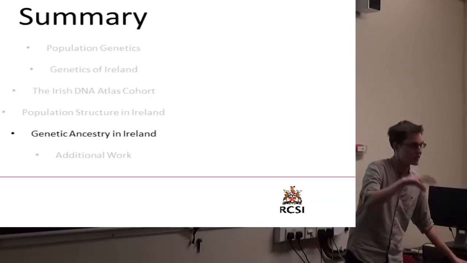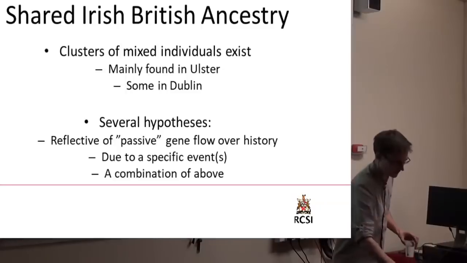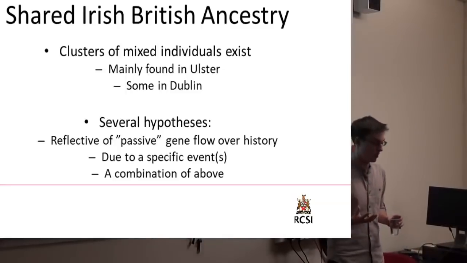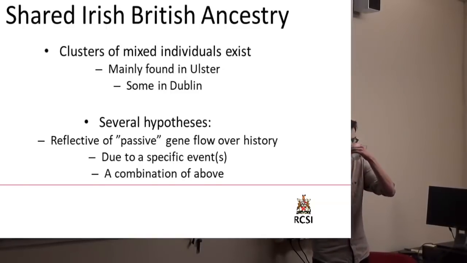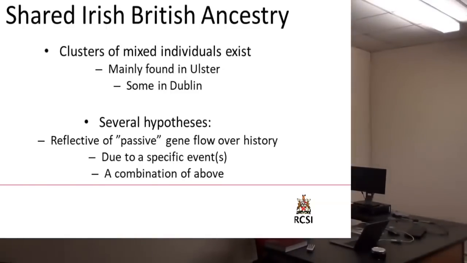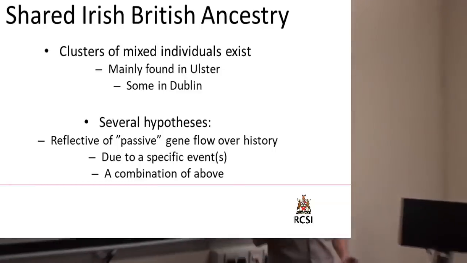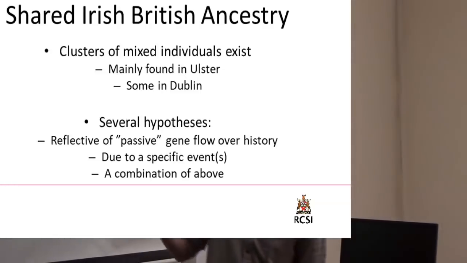But those actual genetic groups within Ireland, what are they made of? So first we looked into these mixed clusters, these clusters of shared Irish and British ancestry, because they were of shared Irish and British ancestry, and they were in the north of Ireland. So they're obviously quite interesting. They're mainly found in Ulster, although some of them are found in Dublin.